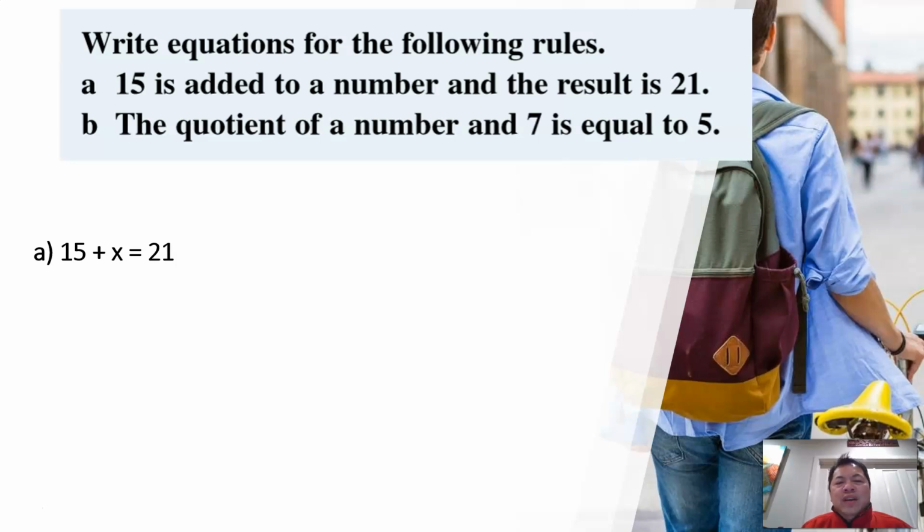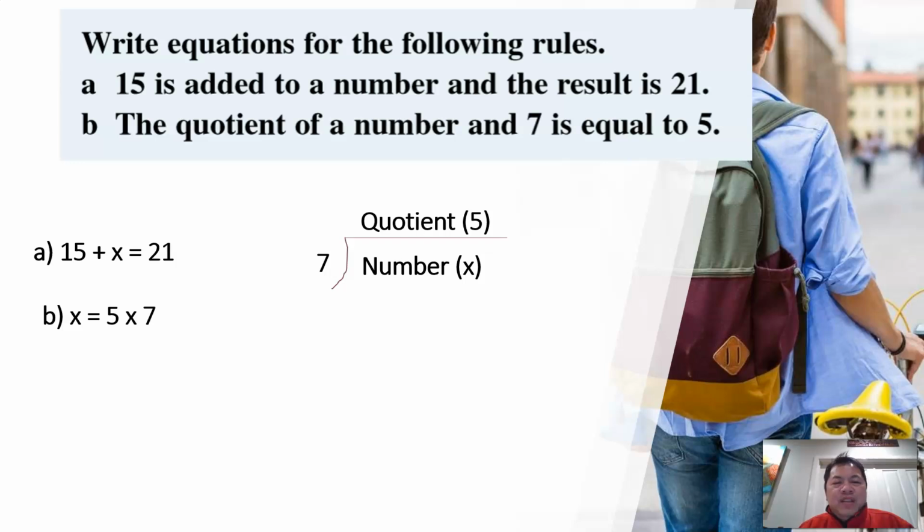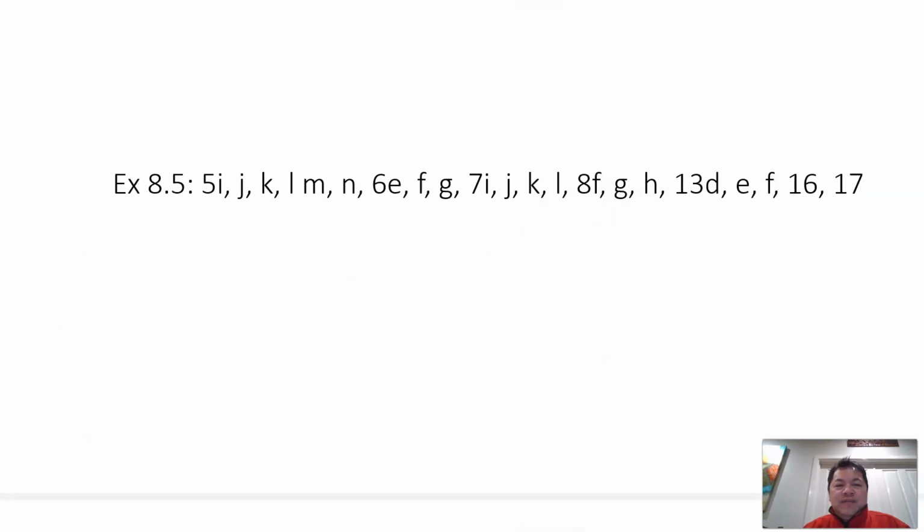Next one, the quotient of a number and 7 is equals to 5. So some of you have already forgotten what's the quotient and so and so forth, isn't it? So the number is here. So the quotient is 5. And the number is 7. So now it's x over 7 equals to 5. Or you can also put it x over 5 equals to 7. So many different ways that you can present this answer. Okay, complete these questions on exercise 8.5.